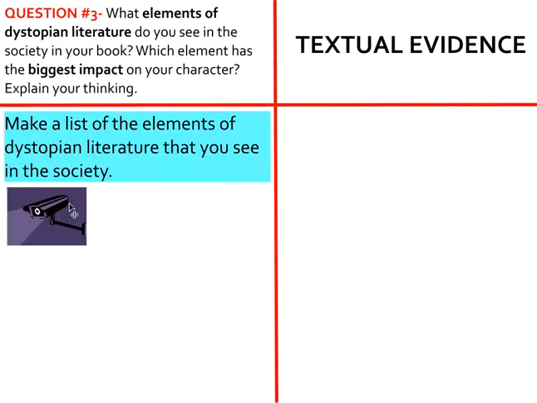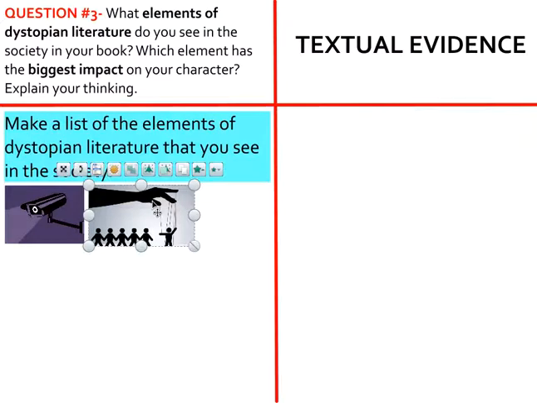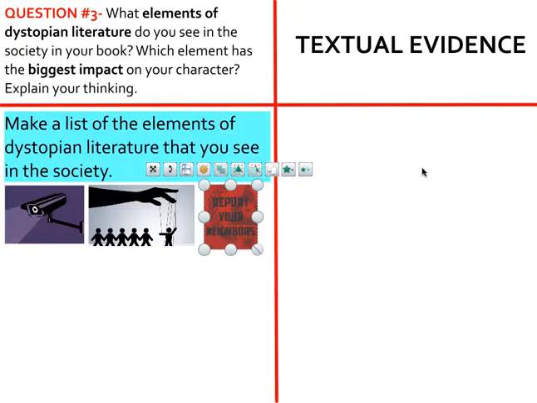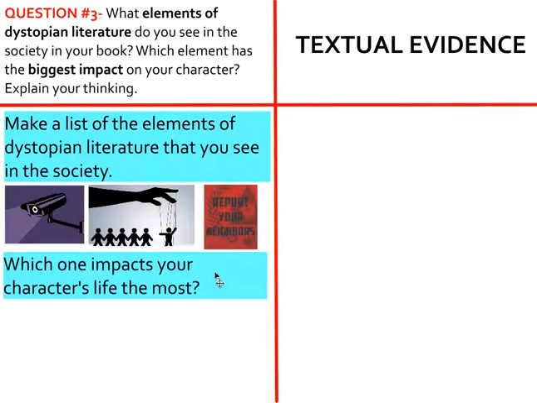Maybe the society uses surveillance to spy on the characters. Maybe the characters blindly obey their government. Maybe the government uses propaganda to convince the characters that their way of life or their rules are correct. Then I want you to think about which one of these elements impacts the character's life the most.